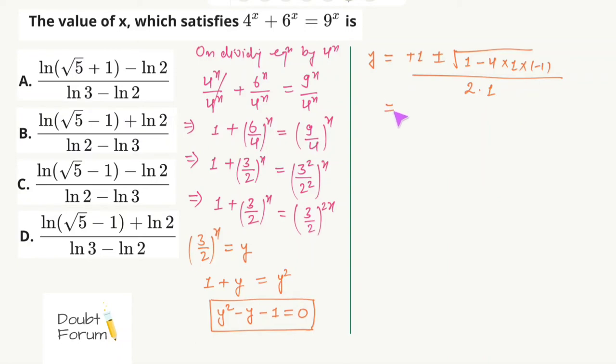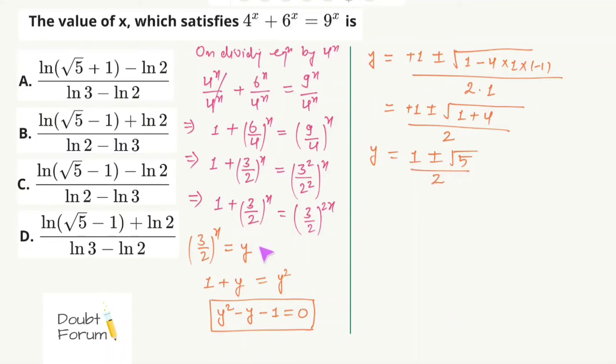So from here we will get y equals 1 plus minus under root of 1, this 4 into minus 1 will be positive, so this will become 1 plus 4, divided by 2, or y equals (1 plus minus root 5) divided by 2.